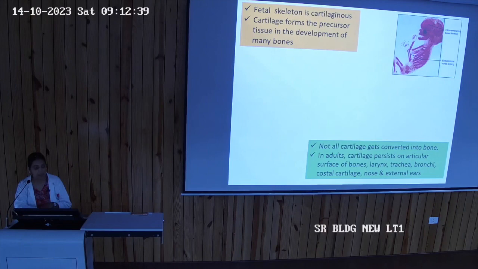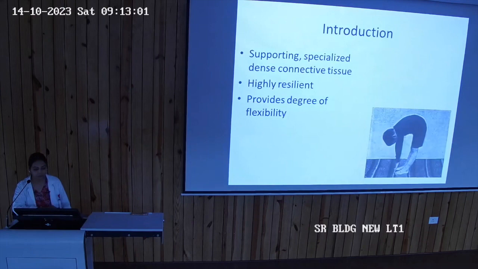They persist on. Any example? They persist on the ear pinna, larynx, trachea, bronchus. There is articular cartilage. Then the cartilage is present in between the joints, like intervertebral joints and the interarticular disc of the TMJ. So they are supporting specialized dense connective tissue. They are highly resilient and provide a high degree of flexibility.